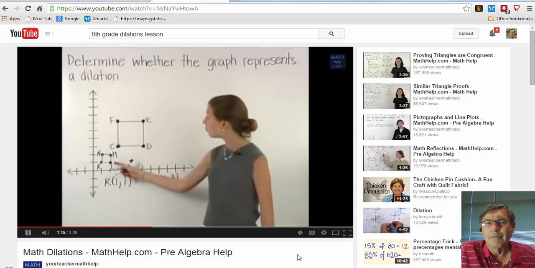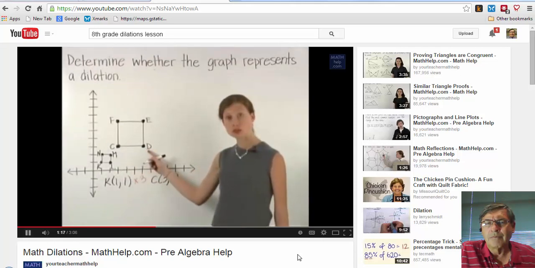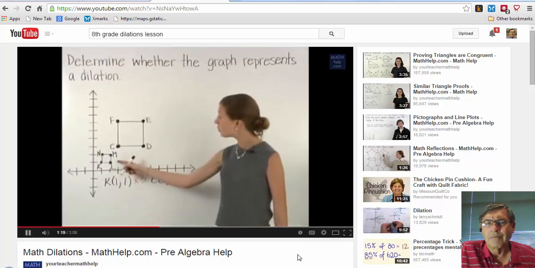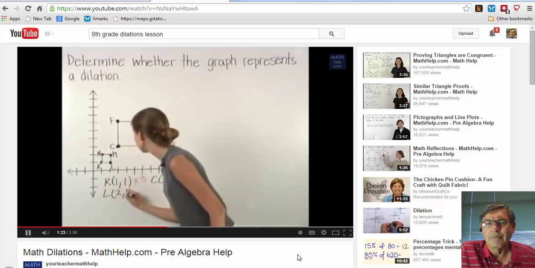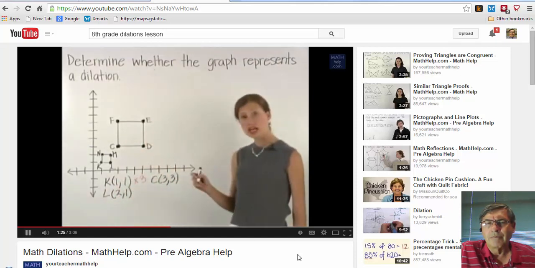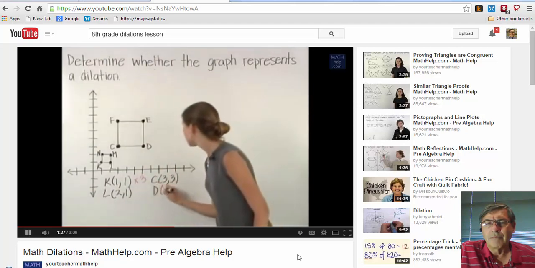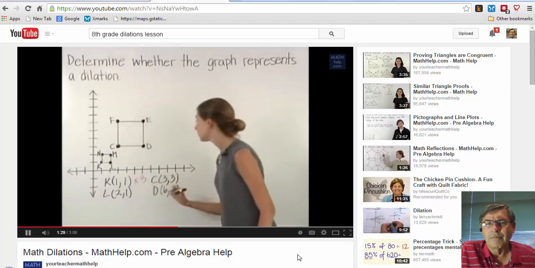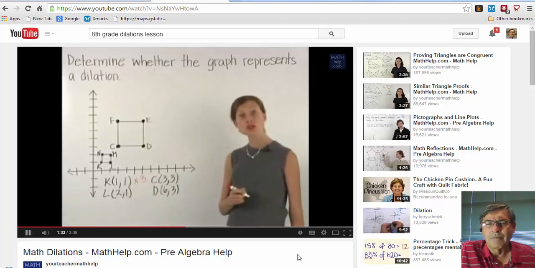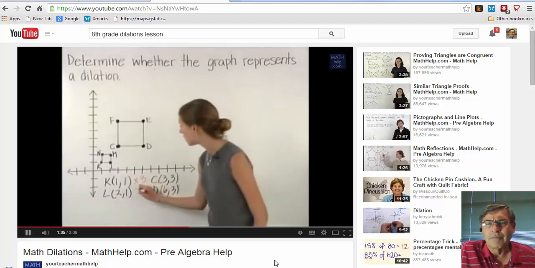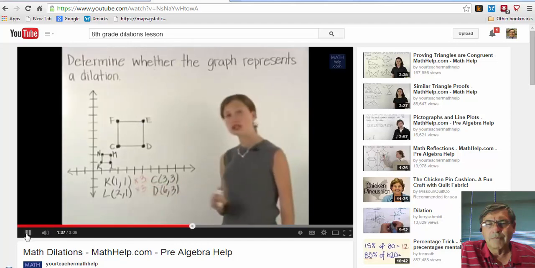Next, notice that point L corresponds to point D, and that point L has the coordinates 2, 1, and point D has the coordinates 6, 3. Again, the coordinates of point L have been multiplied by the scale factor 3 to get the coordinates of point D.